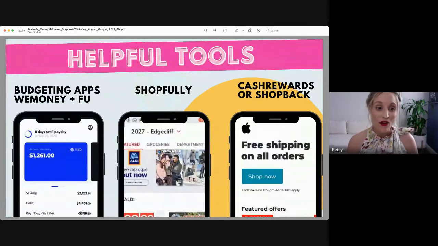Now, if going through your bank accounts and figuring this out absolutely reeks of effort, you can use a budgeting app, WeMoney or FooPay. There's heaps out there, Money Brilliant, Pocketbook, list goes on. But there's some great budgeting apps out there.